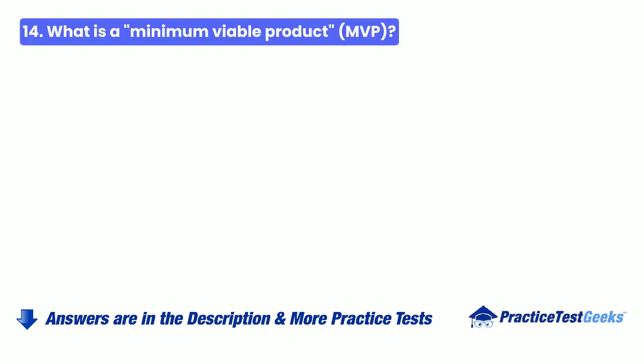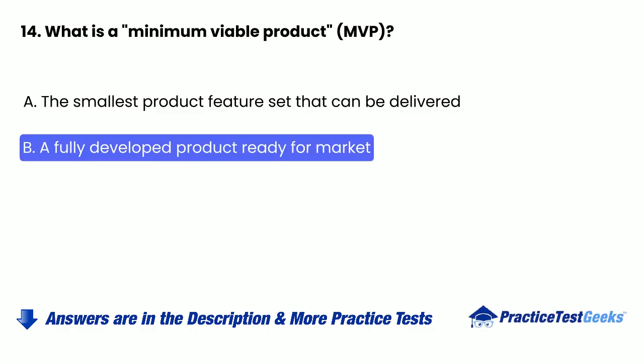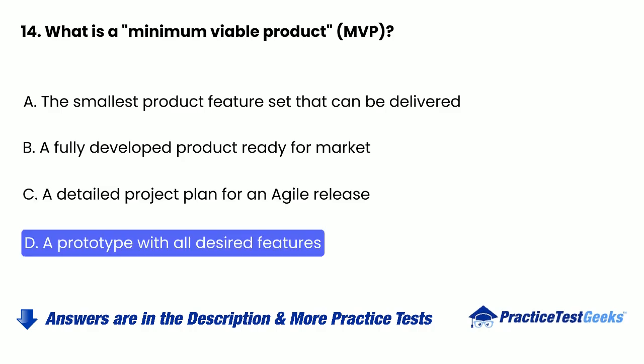(14) What is a minimum viable product or MVP? A. The smallest product feature set that can be delivered. B. A fully developed product ready for market. C. A detailed project plan for an Agile release. D. A prototype with all desired features.